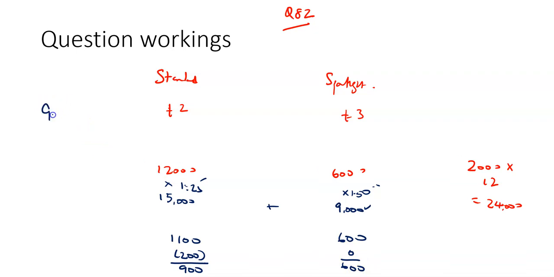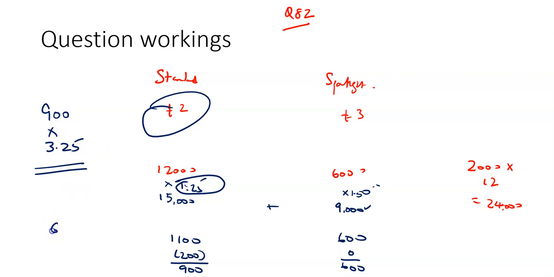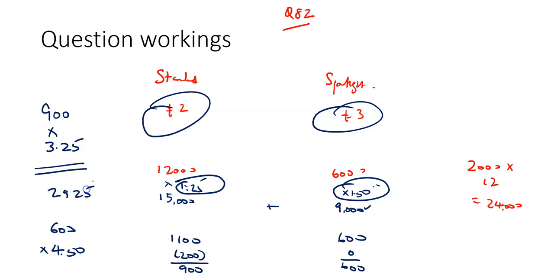So in terms of costing them, the full cost of my standard bulbs is £2 and its accompanying overhead, which is £3.25, and the full cost of my spotlight bulbs will be £3 and its accompanying overhead, which is £4.50. So 900 times £3.25 is 2,925. 600 times £4.50 is 2,700. Add the two together, and the answer is 5,625, which takes us to D.